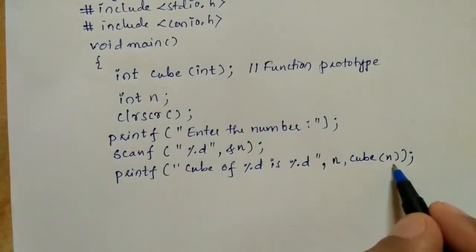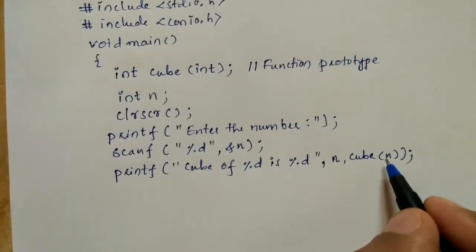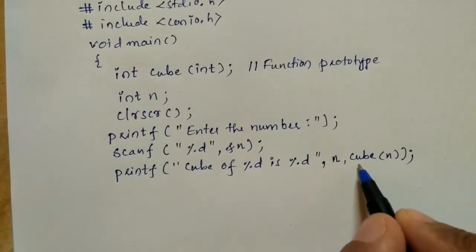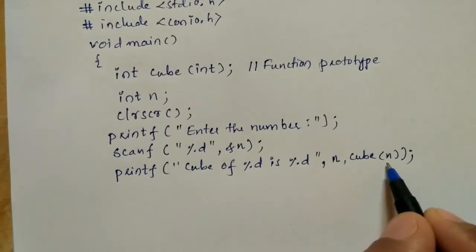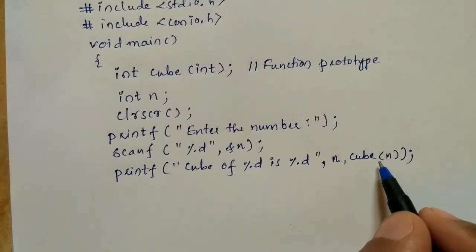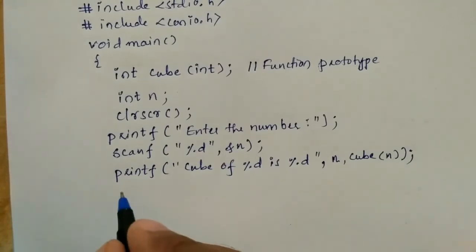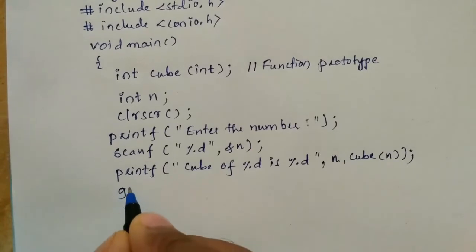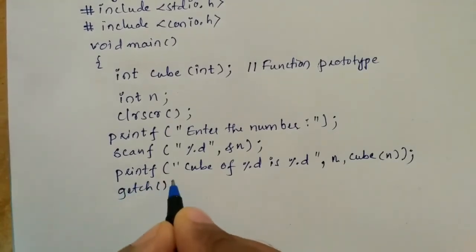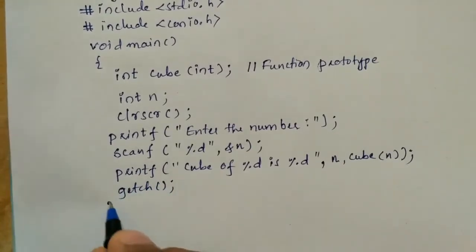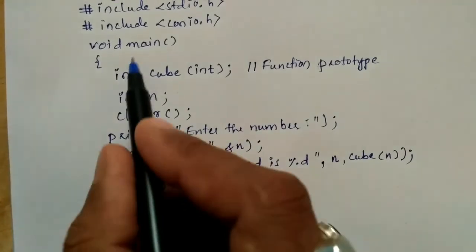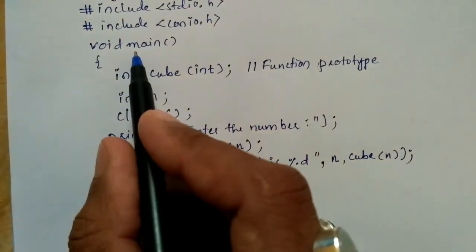Here this cube of n is a function call. So whenever the compiler encounters this particular statement, immediately the control transfers to the function definition, which we are going to write. So here I'm going to write getch semicolon, and curly closing brace indicates it's a termination point of a main function.